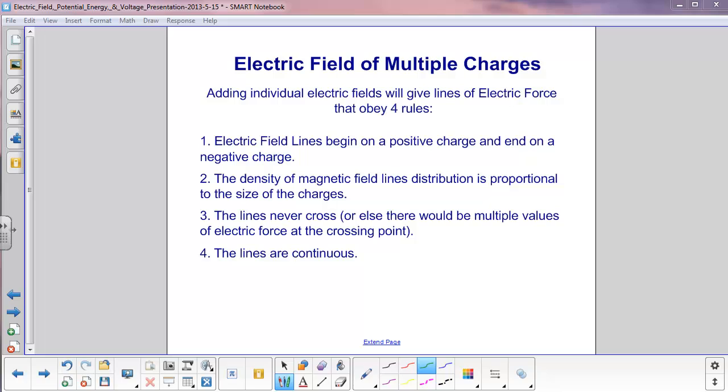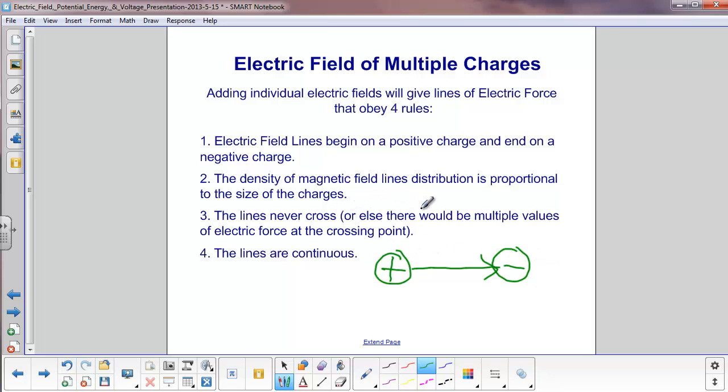Remember, electric field lines do not really exist. They're a mathematical way of showing the strength of an electric field and which way it's going. So the first rule we're going to use: electric field lines always start on a positive charge and terminate on a negative charge. If you're only dealing with one charge, this termination point would be at infinity. The electric field line would keep on going until it reaches infinity.